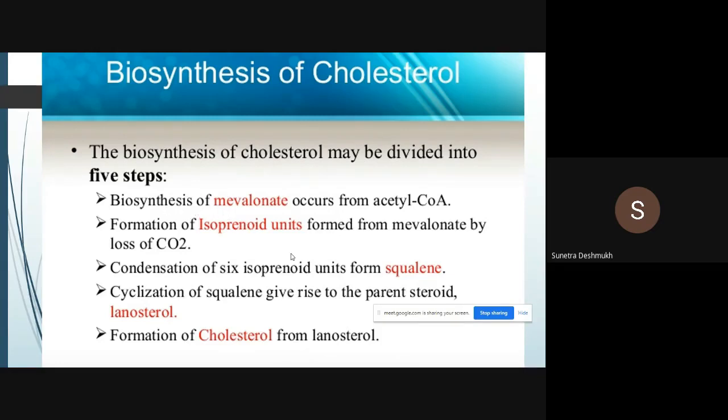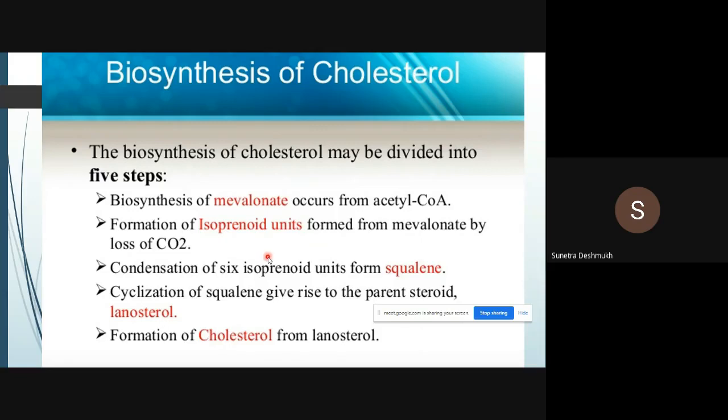First step is the biosynthesis of mevalonate, which occurs from acetyl coenzyme A. Next stage, we convert mevalonate to the isoprene units. As we know, isoprene units contain C5 carbon atoms, and we synthesize them from mevalonate by loss of carbon dioxide. Next, condensation of 6 isoprene units to form squalene.